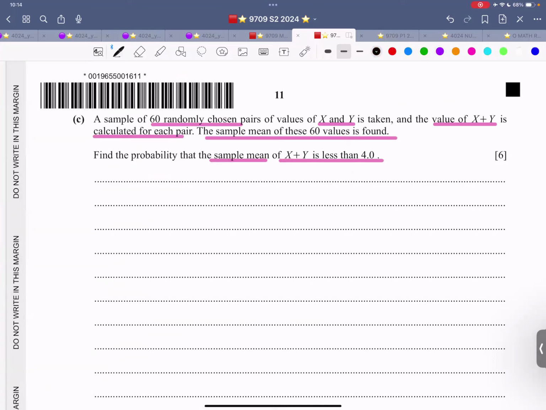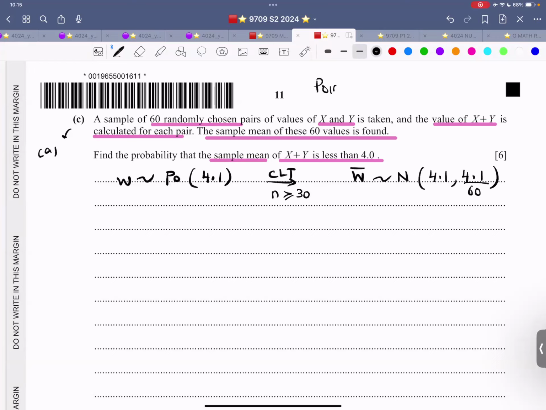So this is related to part A. W follows a Poisson distribution, that is 4.1. So this is x plus y. Now we want to apply CLT. Why are we applying CLT? Because the sample is large, n is greater than or equal to 30. Sample size is 60. So now W bar follows a normal distribution, 4.1 is the mean, 4.1 is the variance, divided by 60. We know that for a Poisson distribution, expectation of x is lambda, so is the variance of x.